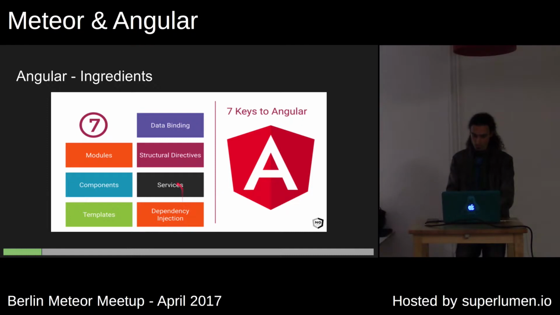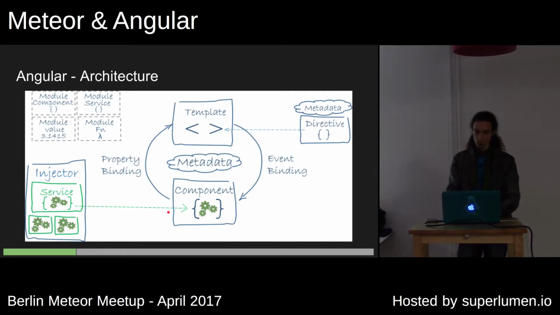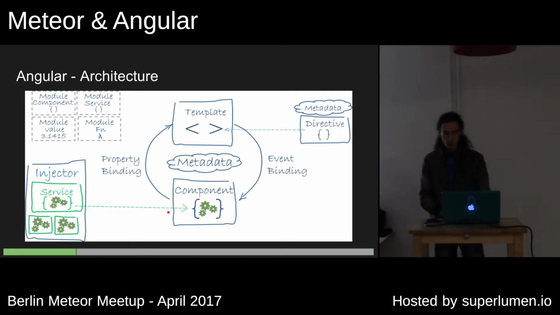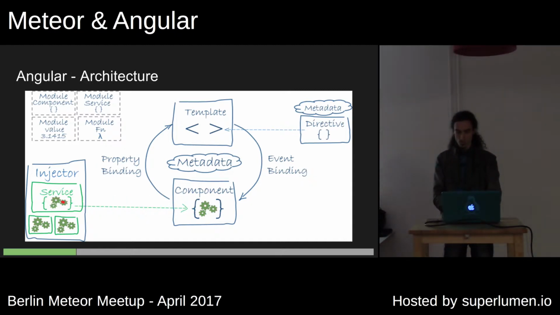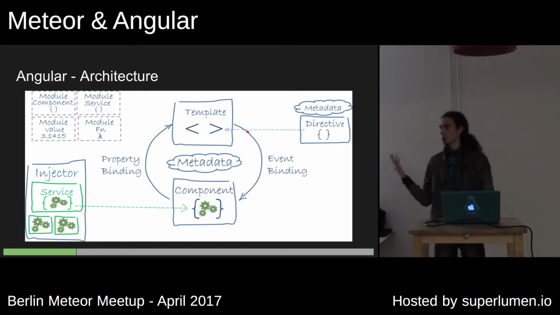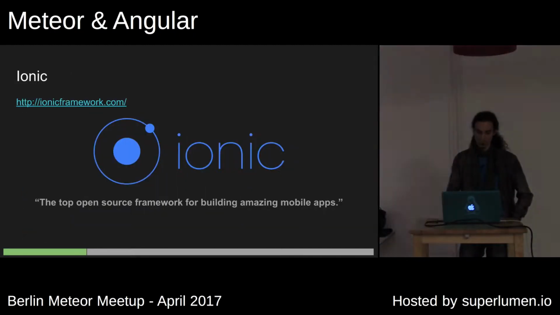Okay, so services and the dependency injection. That's how they play together. So I have my component. The component uses these injected services. And the metadata of the component makes it aware of its resources, like what template it uses. And in the templates, I can use directives and pipes, pipes just being mutations of the data being displayed.